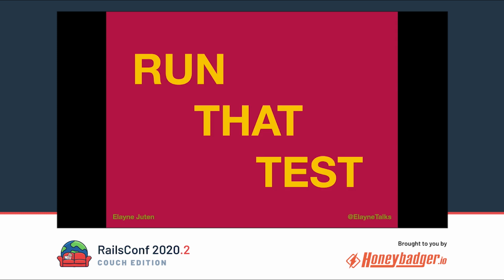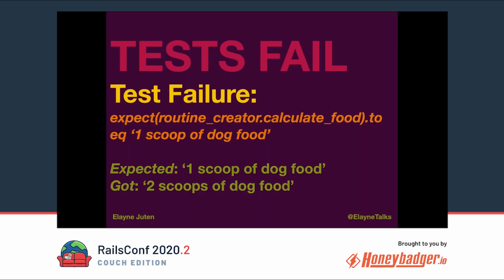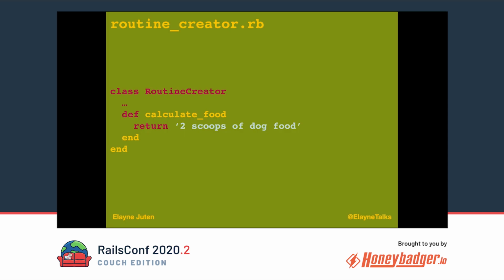We're going to run the tests. I think they're going to fail because we haven't added anything into the actual Ruby file, and they do. We expected this error. We expected calculate food to equal 1 scoop of dog food when the dog is under 10 pounds, and we got 2 scoops of dog food. And that's because we just added this one return of 2 scoops of dog food. So of course it's always going to return 2 scoops.